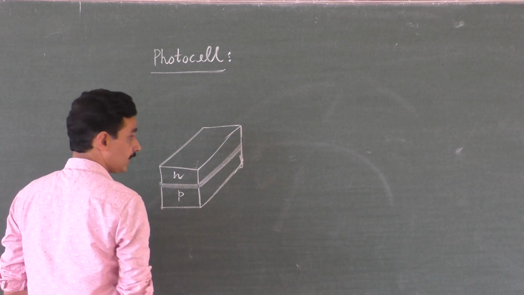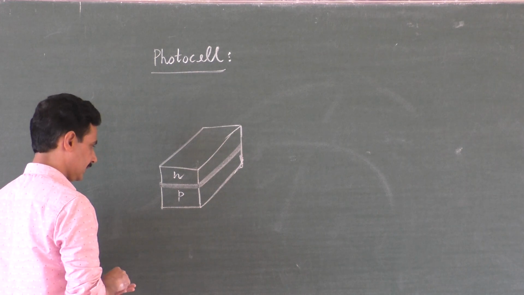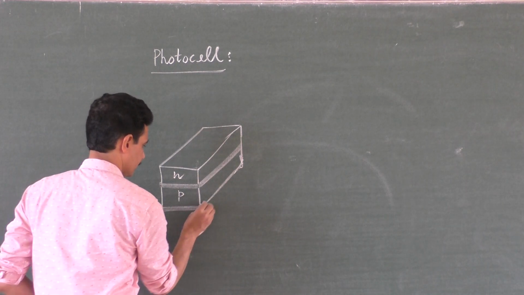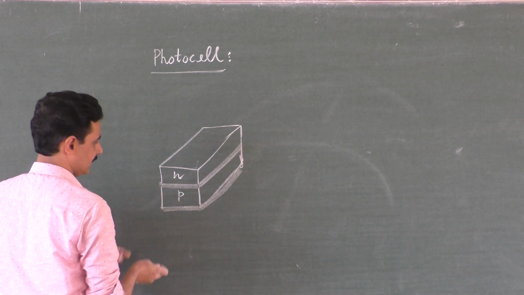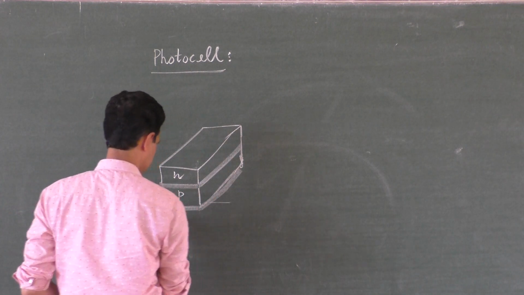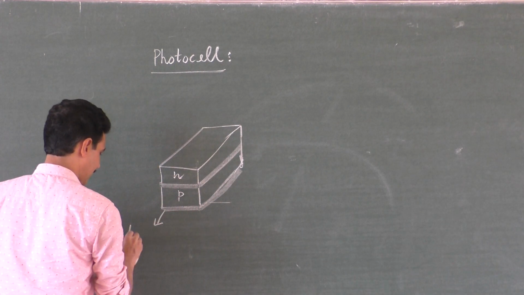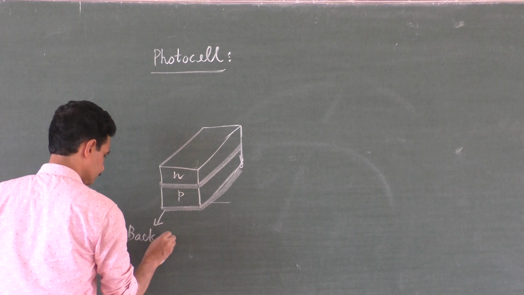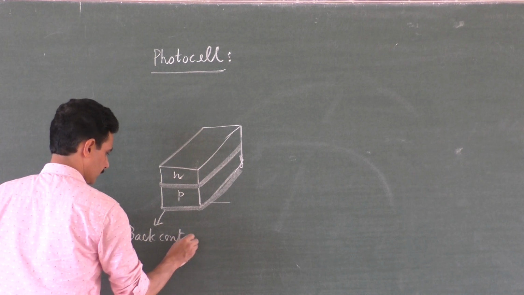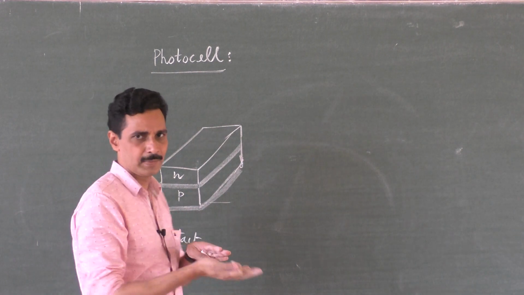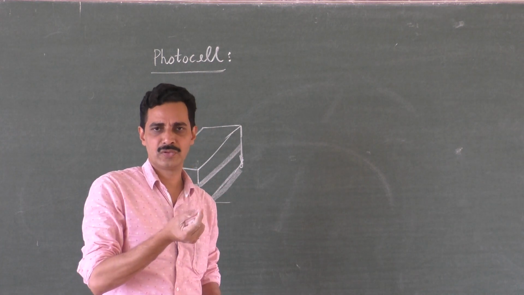So the lower end of that solar cell, that is the P side, is connected to a metal sheet. So there will be a metal sheet beneath this, and that is called the back contact. There is a metal contact on the base, so that you can have a connection over it.